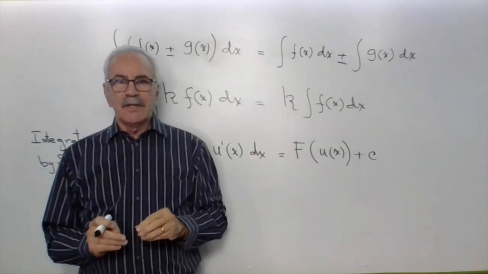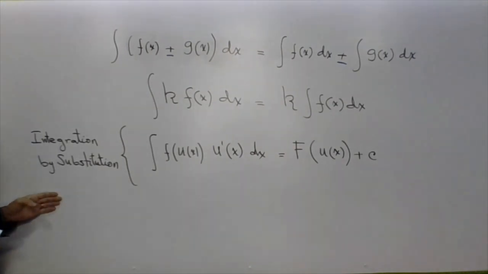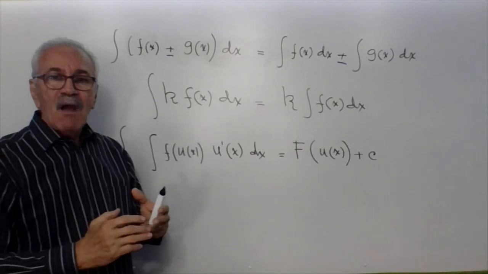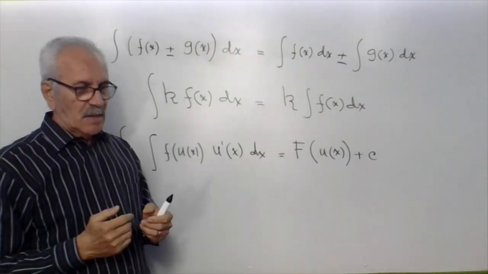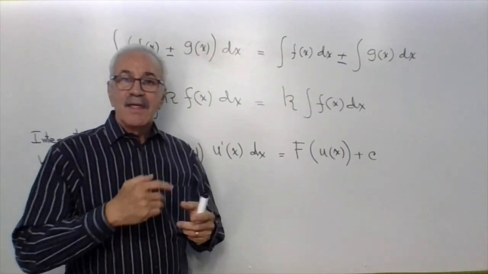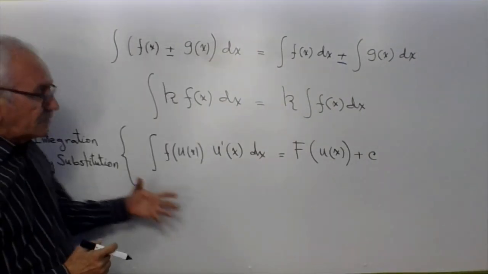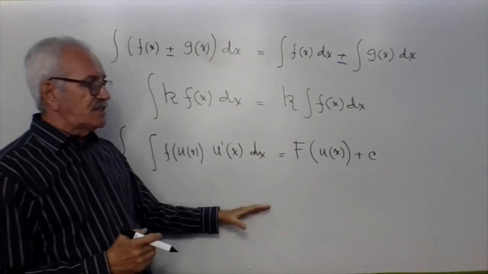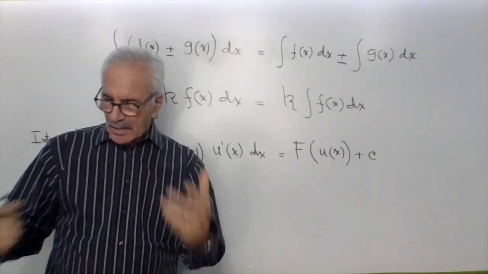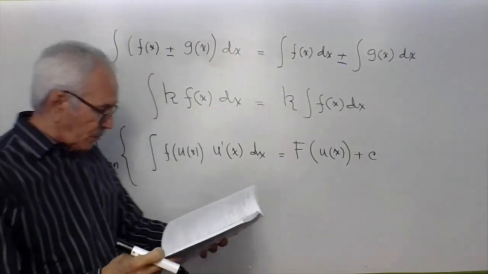So the integration by substitution can be represented in this way. We can consider that we have the opposite operation to the derivative using the chain rule. The easier way to visualize this property is by solving an example. Let's do one from page 132 on the notebook.